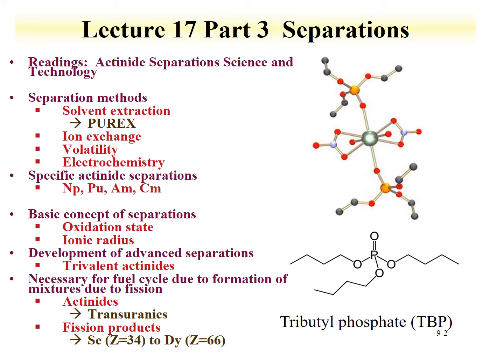The readings for part 3 are the same as the previous readings, actinide separation science and technology. In part 3, we're going to focus on electrochemical based separations, particularly those separations that occur in molten salts. And we're going to explore some novel separations using ionic liquid systems.